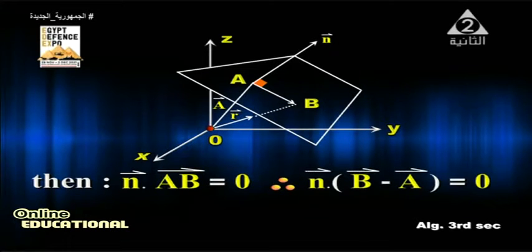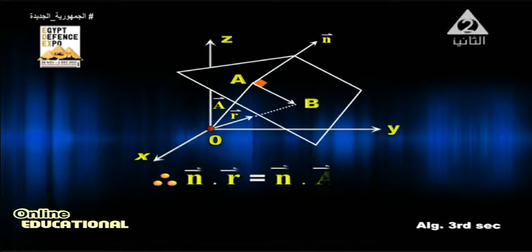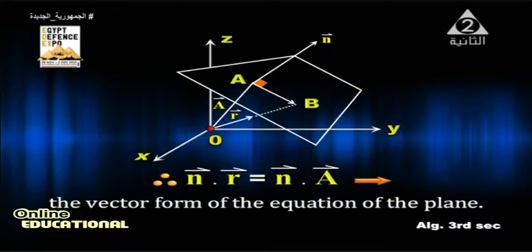Therefore, what is the AB vector? B minus A. Then n dot (B minus A) equals 0. B vector equals R vector. Then we deduce that n dot R equals n dot A. This is the equation of the plane, the vector form of the equation of the plane: n dot R equals n dot A. N is the normal vector, R is x, y, z coordinates, but A vector is a point A that belongs to the plane.